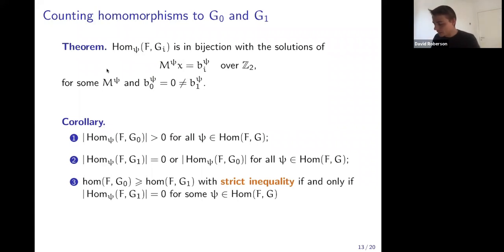And so what you get is that for G0, you always have at least as many homomorphisms. Because for any particular psi, this is always either 0, which is less than this, or equal to this. So if I count all of the homomorphisms, I always get at least as many for G0, and I'll get strict inequality if and only if there's some psi where I get 0 here.